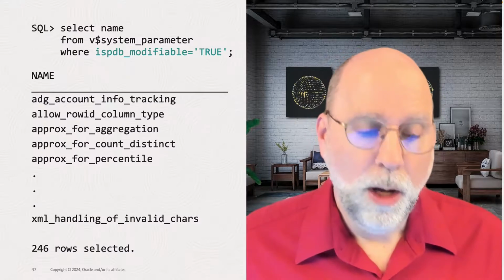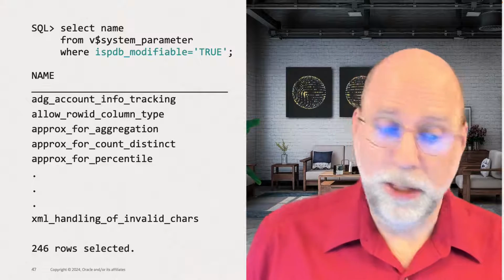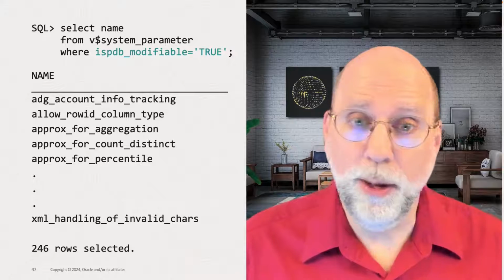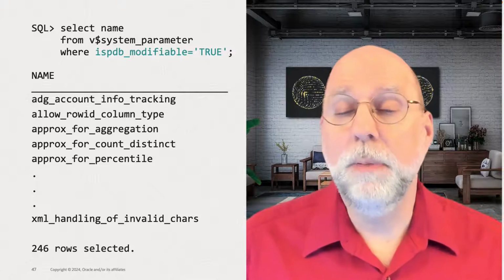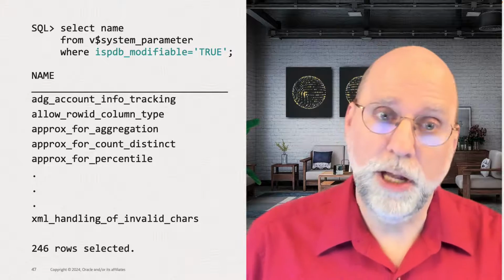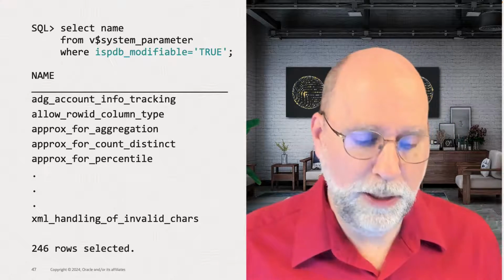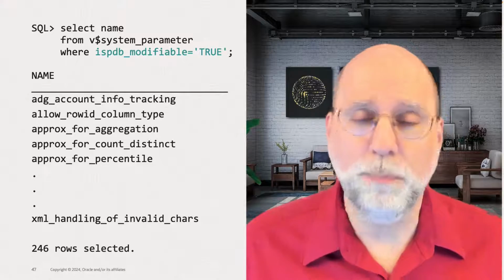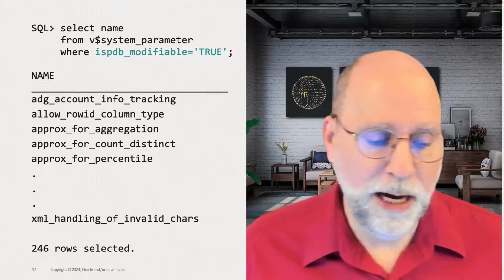Now, if you want to know which parameters you can change, one way you could do that would be to query the V$SYSTEM_PARAMETER view. The ISPDB_MODIFIABLE column, if it's set to TRUE, means that you can change that from within the context of a PDB. And as you can see, 246 out of our many hundred parameters can be modified that way.